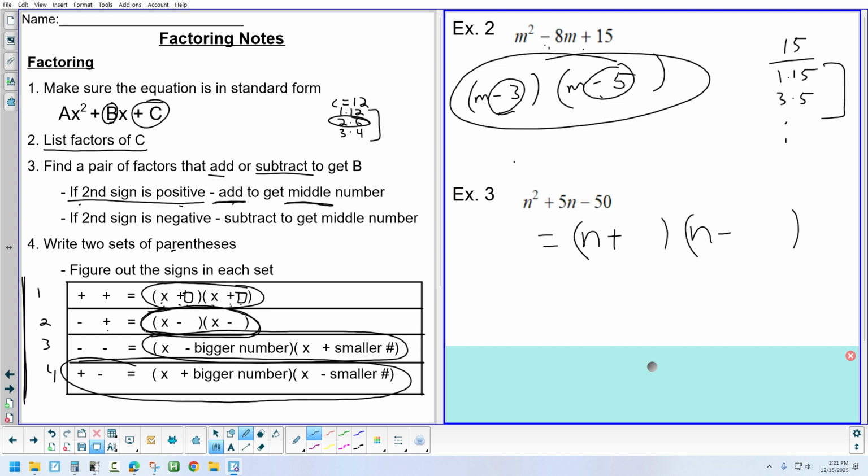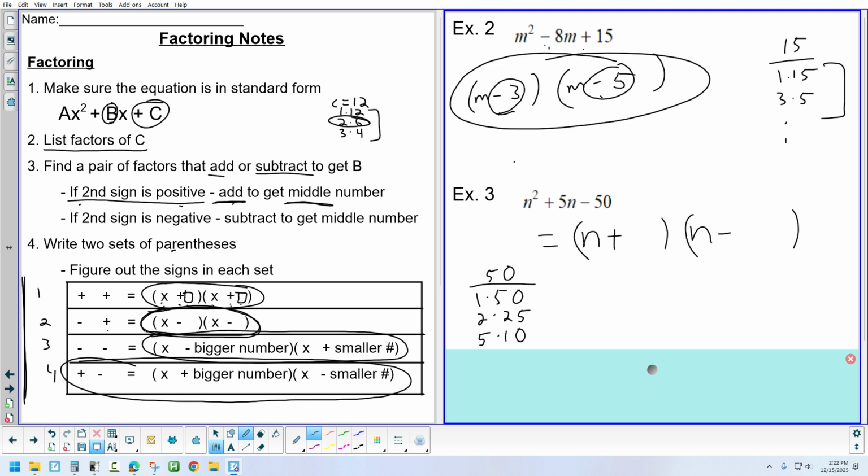What's my C value in this problem? 50. Yep. Can someone give me 2 numbers that multiply to give you 50? 1 and 50. 2 and 25. What else besides 2 and 25? 10 and 5. I think that's it. I think those are the numbers that multiply to give us 50.